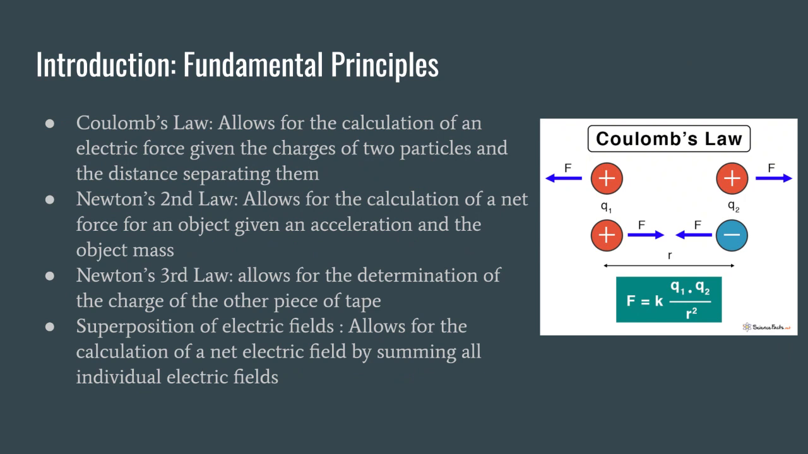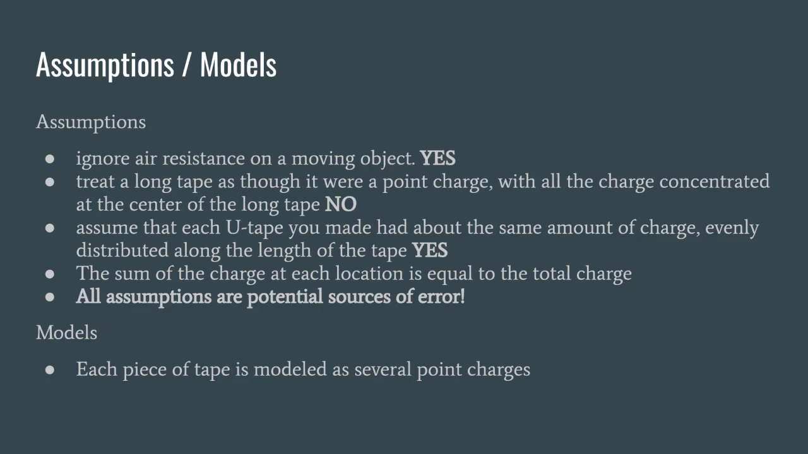And the concept of superposition, which allows for the calculation of a net electric field by summing all of the individual electric fields. Some assumptions: we're going to ignore air resistance, but we are not going to treat the long tape as if it was a point charge. That was lab one. We are going to assume that each U tape has the same amount of charge and it's evenly distributed, and that the sum of the charge at each location is equal to the total charge. All assumptions are potential sources of error, because none of these assumptions are perfectly true. For our model, each piece of tape is modeled as several point charges.